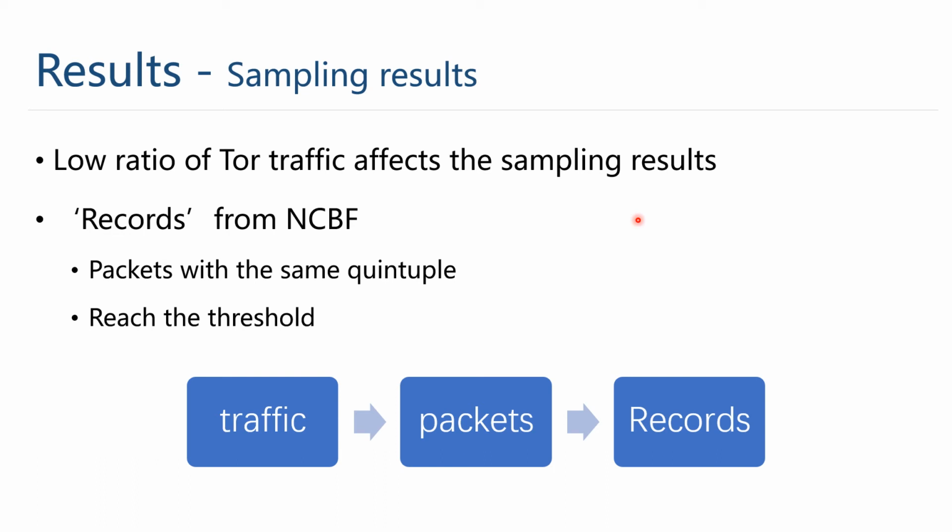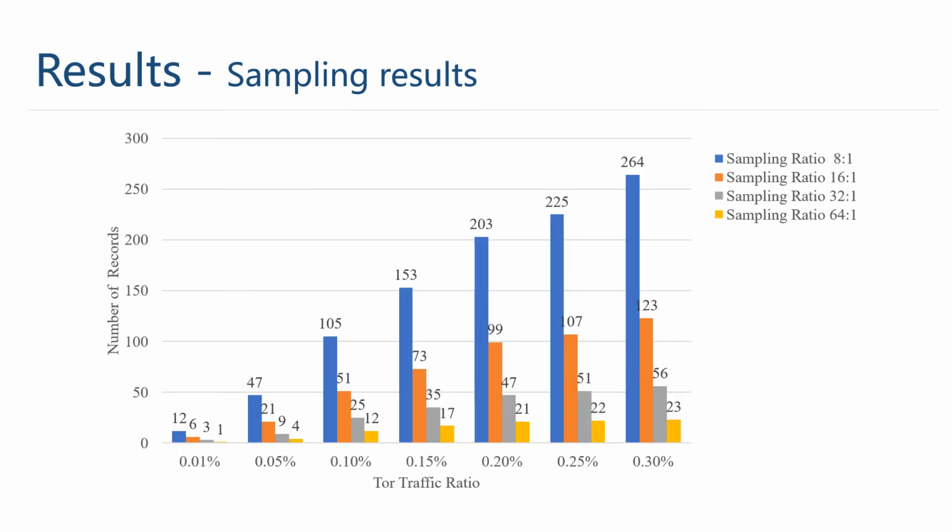In the results, we first need to analyze the sampling results. Because of the low ratio of toll traffic, there may be few toll packets after sampling. The sampled packets will be processed by NCBF. Then we need to determine whether NCBF can calculate the value of features from the sampled packets. We define the packets with the same quintuple which reach the threshold as a record. What we need to analyze is the number of records after NCBF processing the sampled packets. And here is the result. The figure demonstrates that NCBF can process the sampled packets to obtain the records in large-scale traffic environments with low toll traffic ratios.